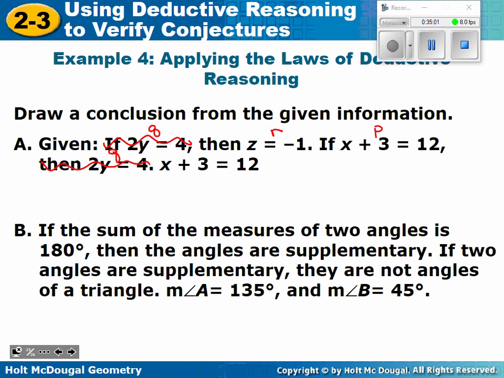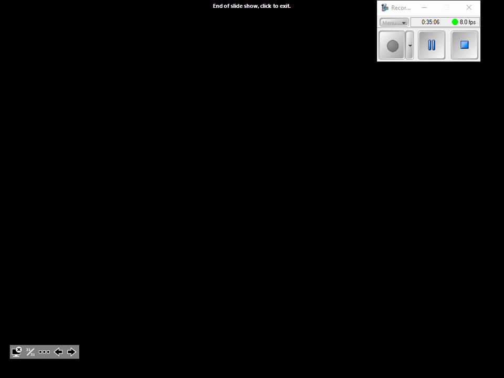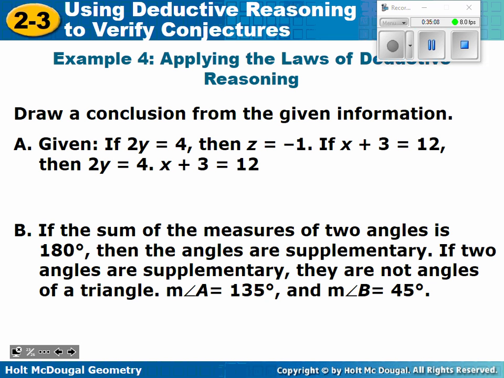Okay, so now they're giving you that something has happened. So this is your first statement.